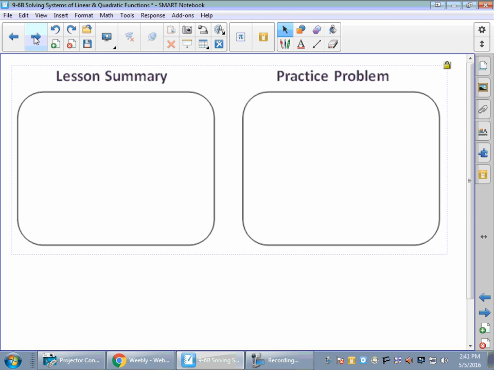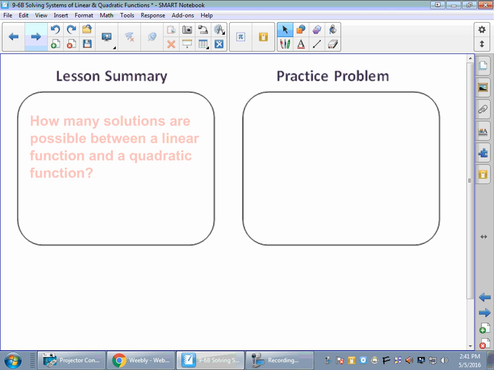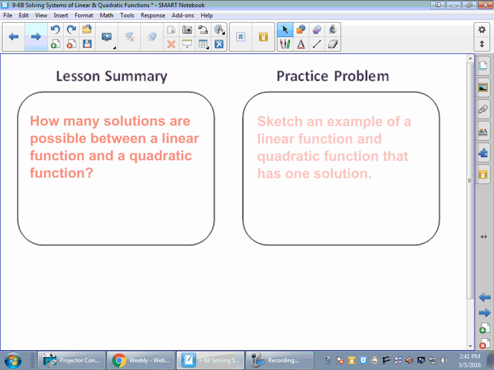All right. So the lesson summary, I'd like you to tell me all the possibilities of solutions between a linear function and quadratic functions. And then I gave you an example of no solution. I gave you an example of one solution. Actually, I would like you guys to give me an example where it has 2 solutions. So I'm actually going to change that. Good luck.